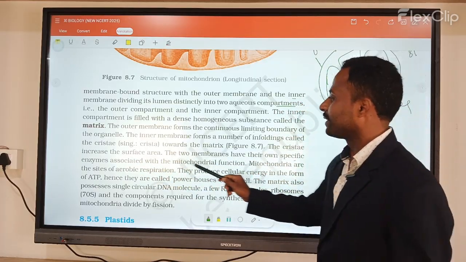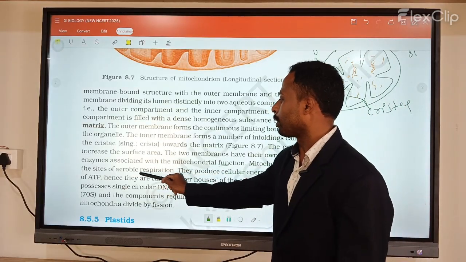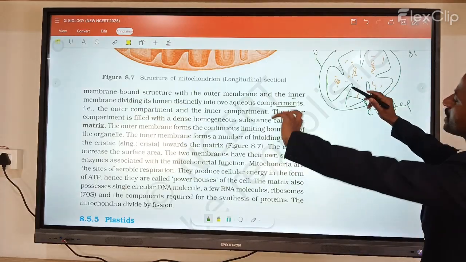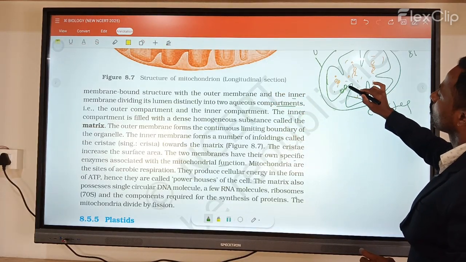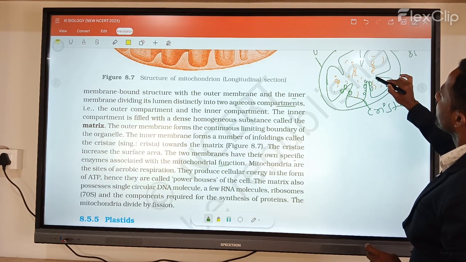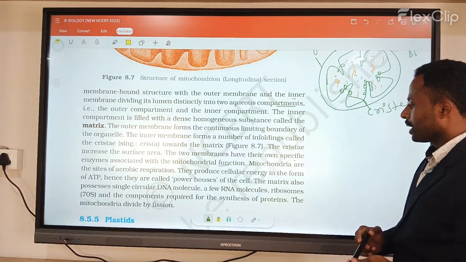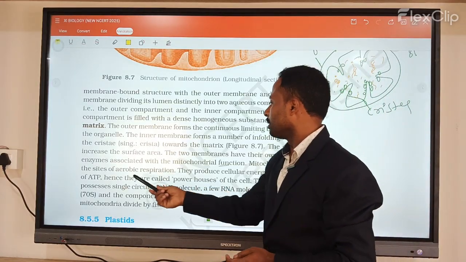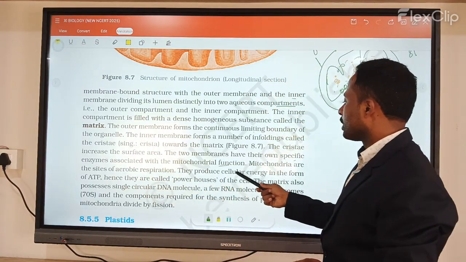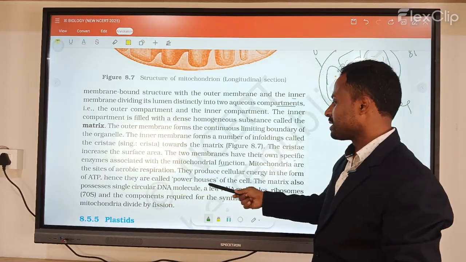The two membranes have their own specific enzymes associated with mitochondrial function. The mitochondrion is the site of aerobic respiration. So the mitochondria help in aerobic respiration, and they produce cellular energy in the form of ATP. Hence, this is called the powerhouse of the cell.